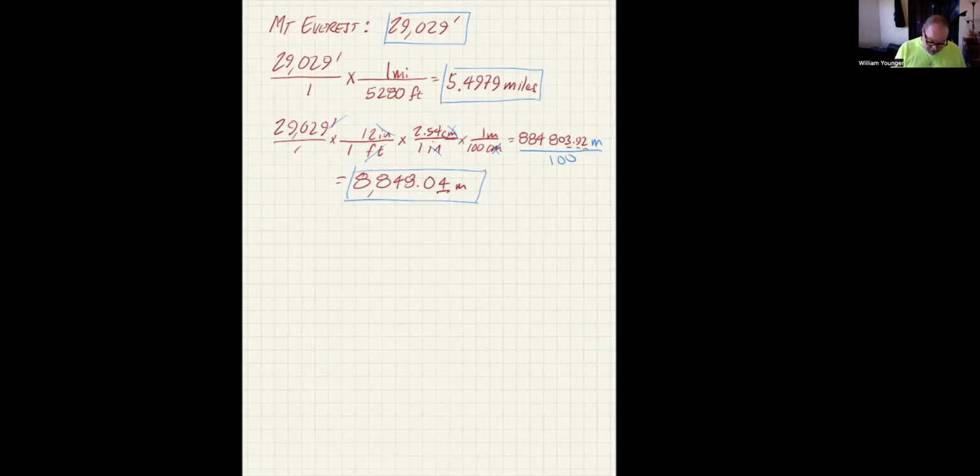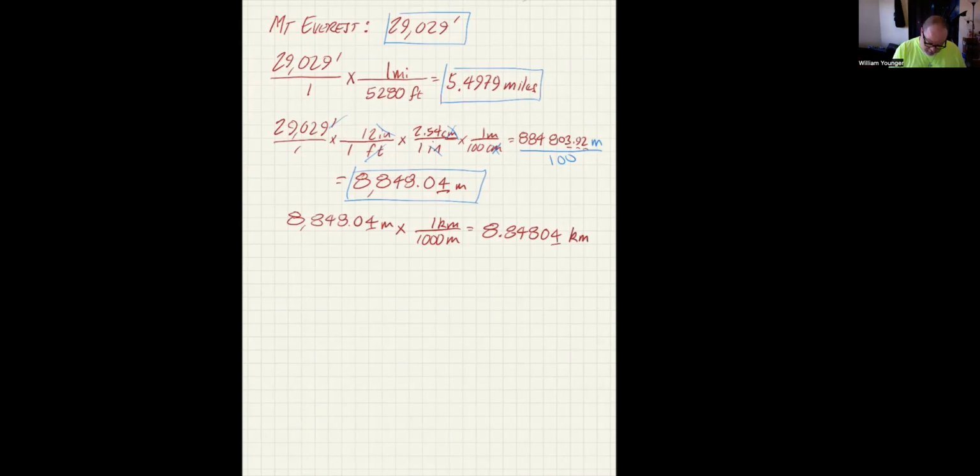And we also want kilometers. And of course, kilometers is the easiest of all of them. If I take 8,848.04 meters and realize that there is 1,000 meters in 1 kilometer, then I easily get the result 8.84804 with 1 extra sig fig, and that is kilometers.